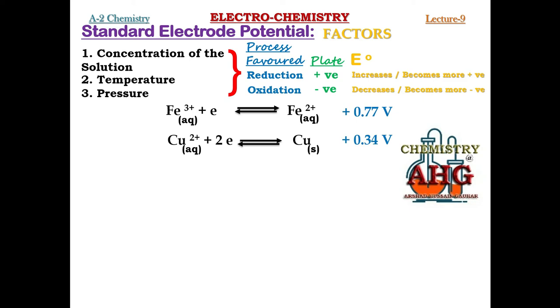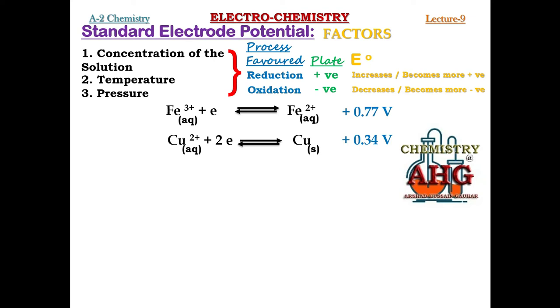Oxidation involves which enthalpy change? Oxidation always involves ionization energy, and whether it is first, second, third, or any ionization energy, all ionization energies are always endothermic. But whenever reduction takes place, in the first reduction, first electron affinity is always exothermic, while all other electron affinities are endothermic. So what does this mean? Which process is always endothermic? Oxidation. And you know very well that endothermic processes are favored by high temperature.